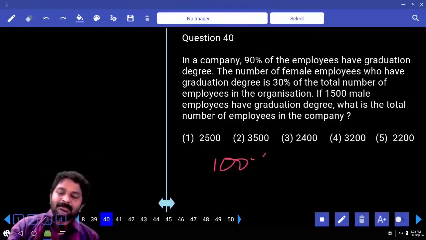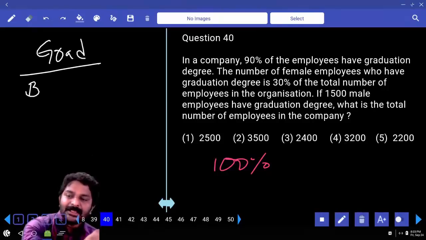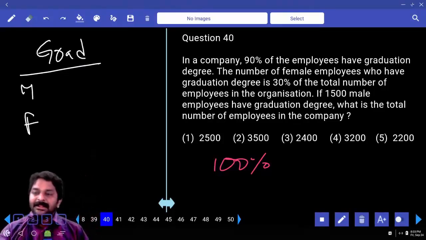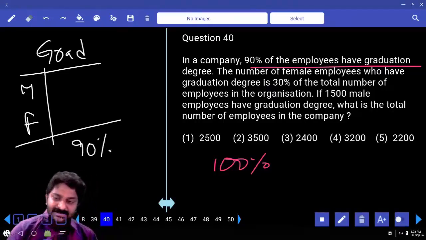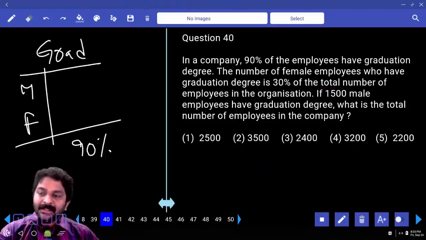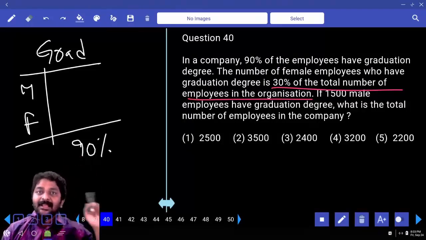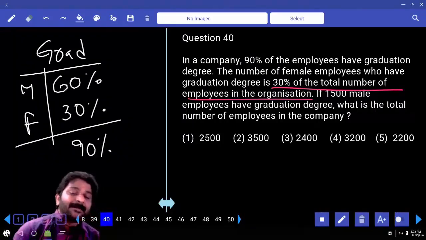Let us assume total members are 100%. Out of them we are talking about graduates. Among graduates there will be both male and female only. 90% of the total employees are graduates, so male and female together must be equal to 90% only. And female employees who have a graduation degree is 30% of, this is very important, 30% of what? Total employees in the organization, which was 100%. What is 30% of it? 30% only. Then male must obviously be 60%.